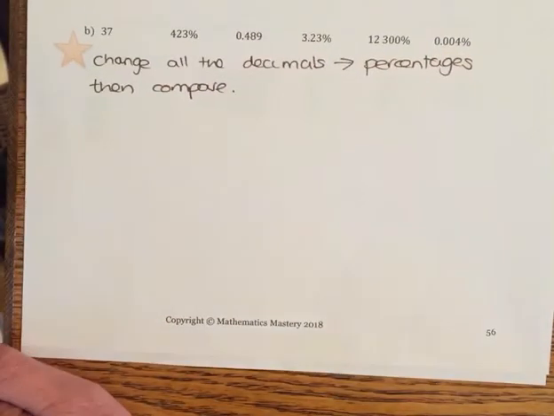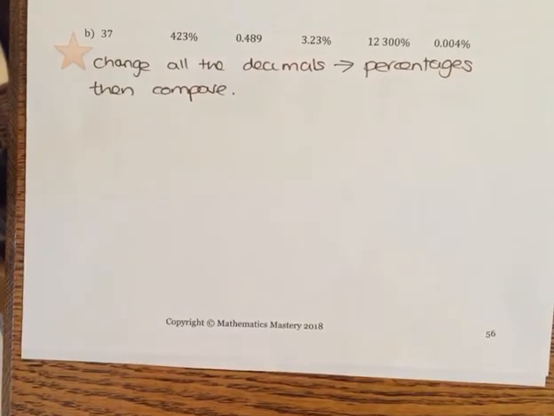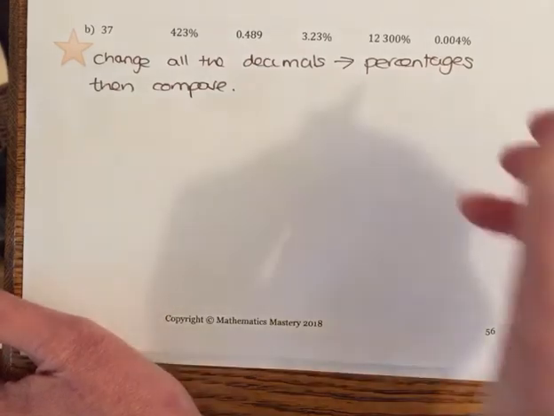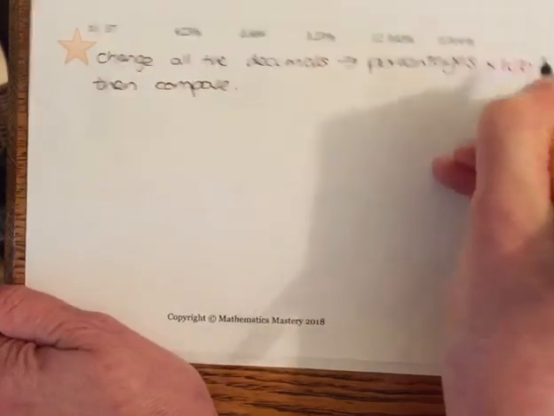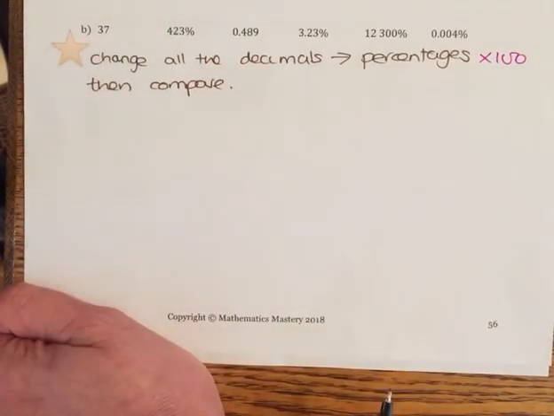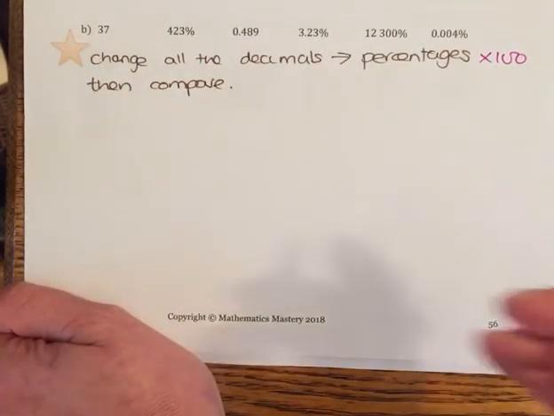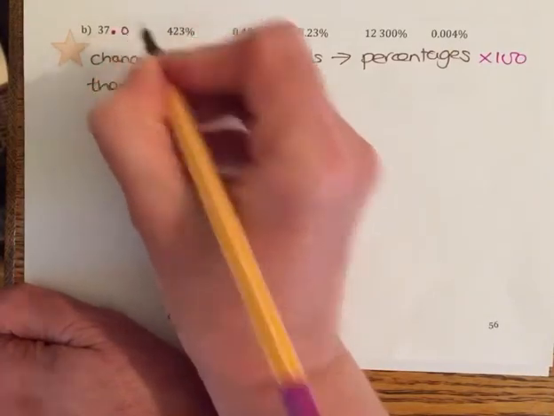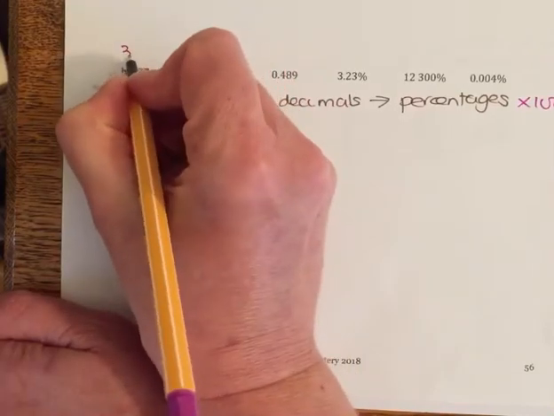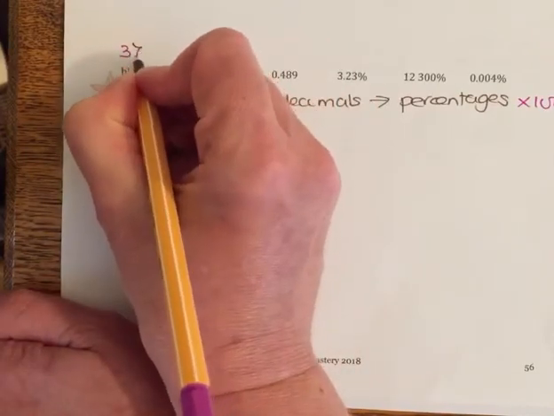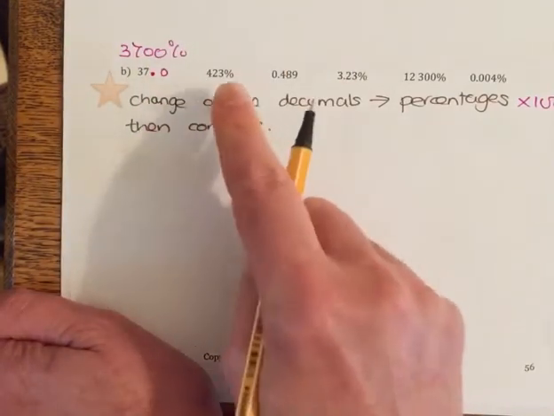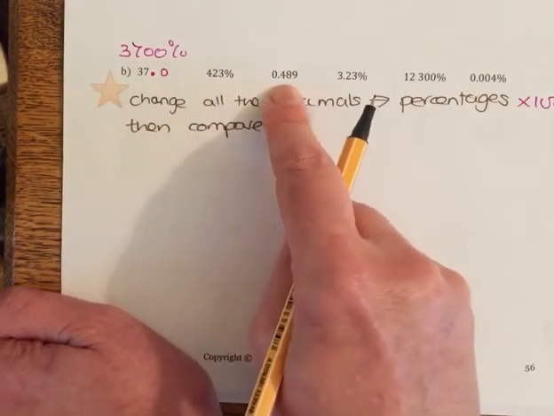So for the starred question, which is supposedly harder, it's exactly the same maths. I'm going to change all my decimals to percentages because that means I just have to multiply my decimals by 100. Now that 37 may not look like a decimal, but if I put a decimal point there, now does that look like a decimal? Now if I multiply that by 100, I get 3,700%. Okay. That's a percentage already, so I'll leave alone.